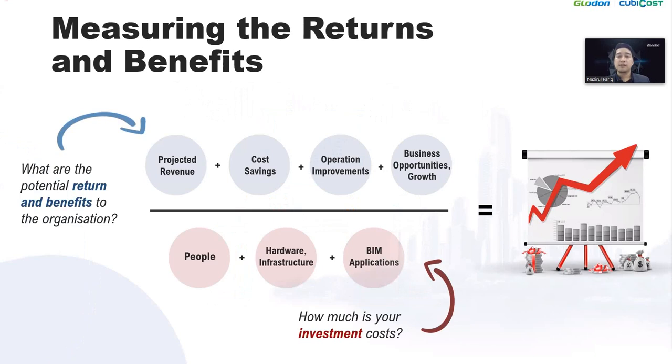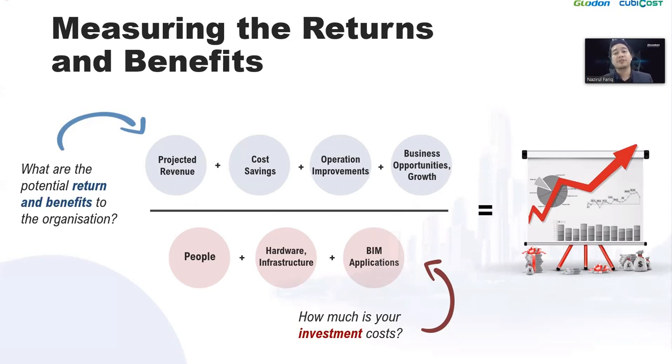Okay, this isn't really an economic lecture, but I will explain a little on how we can calculate the potential ROI. This is almost similar to calculating the ROI of marketing expenditure, because it is something we still find necessary for the business. So same goes with BIM. On top here we have projected revenue, cost savings, operation improvement, and business opportunities and growth. I think I've explained this just now.